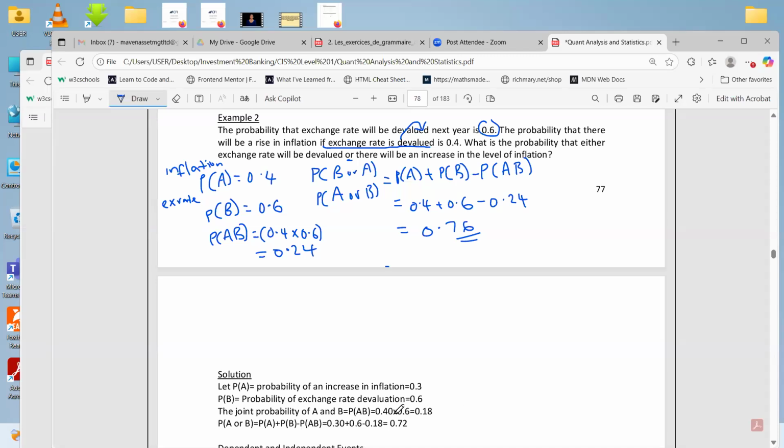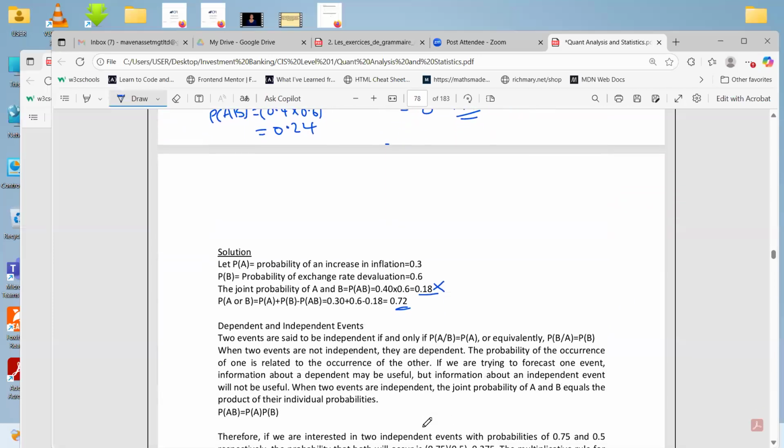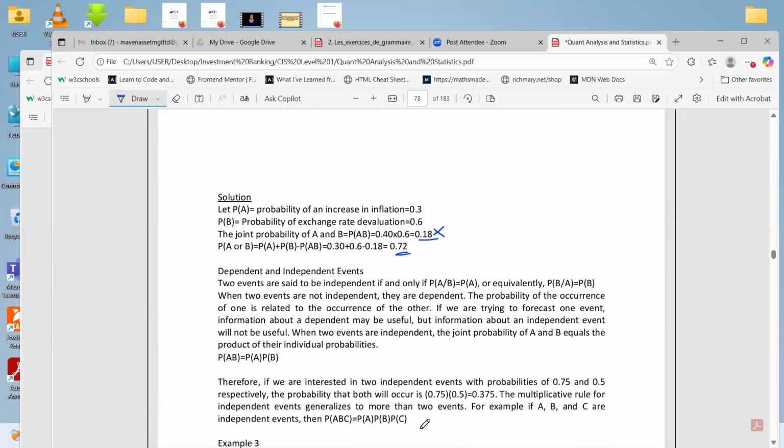Okay, so I guess this is where the error came about. 0.76. Yeah, so this is where the error came about. The CIS manual, 0.4 times 0.6, they wrote it as 0.18. I'm sure this is not the right answer. I hope it's clear to everyone. Feedback. I hope it's clear. Yes, sir. All right, so we are moving on. Dependent and independent events.